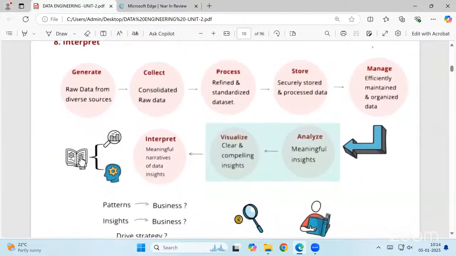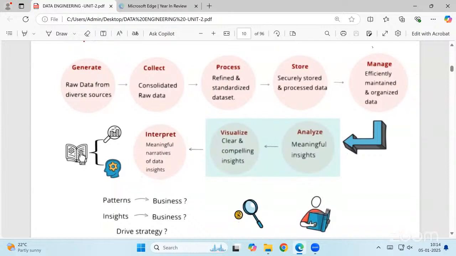Next, interpretation. Now, what will they do? Once it is visualization, then business people will interpret the data and make decisions. So, meaningful narratives of data insights. At the end, you will give a conclusion with the data representation, like, this is the pattern that I followed.